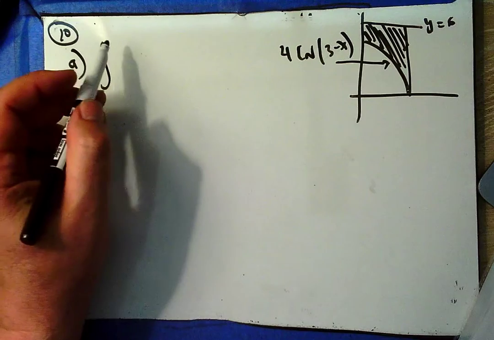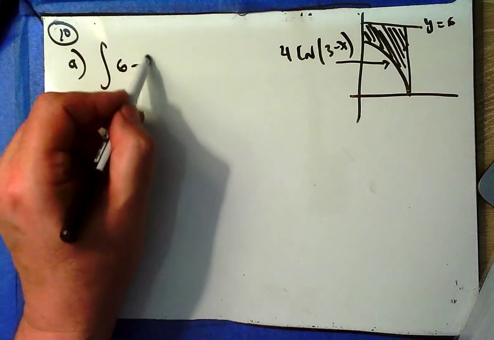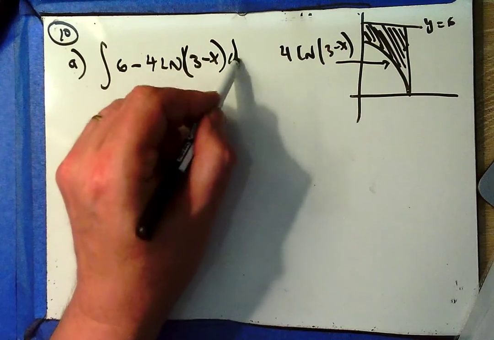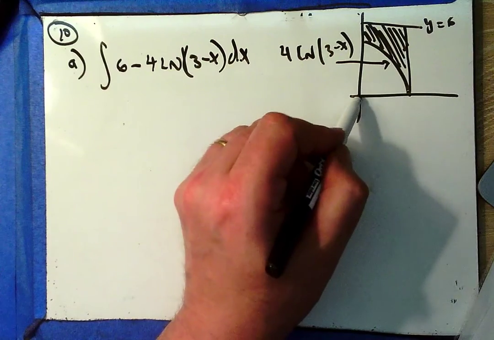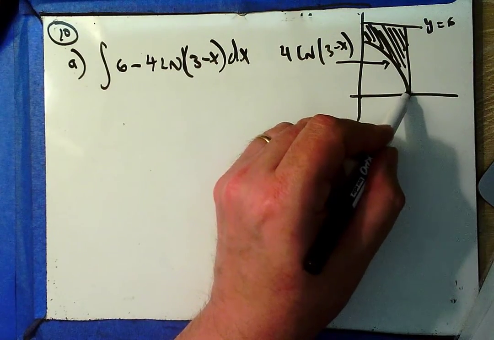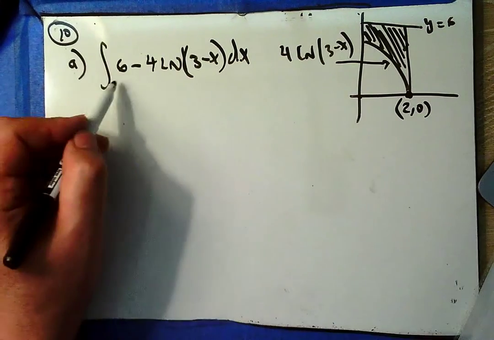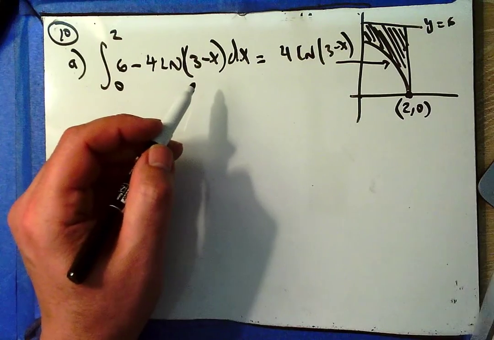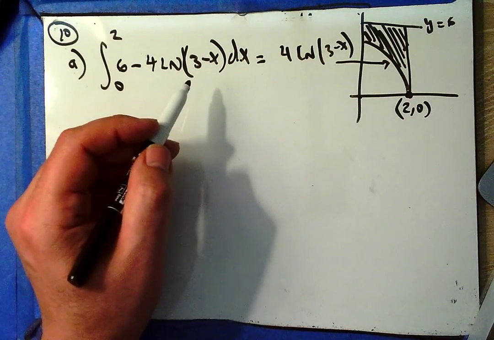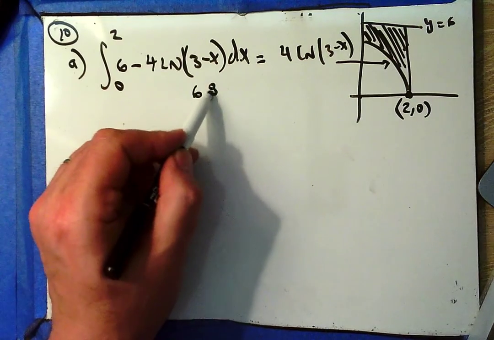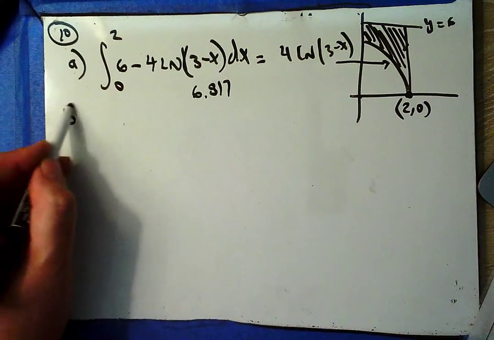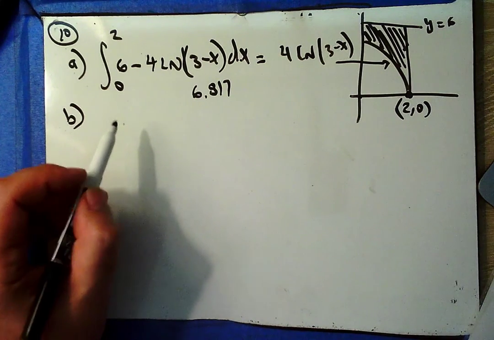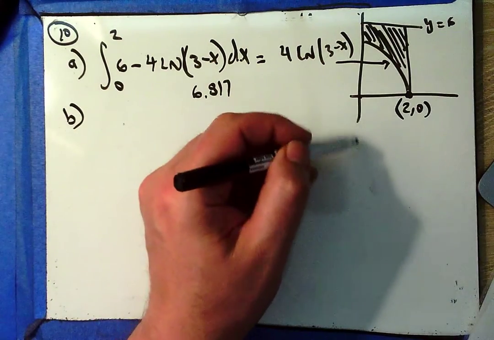So I'm just going to integrate top minus bottom. 6 minus 4 ln 3 minus x dx. And we're integrating from here to here. They give me this ordered pair as 2, 0. So I'm integrating from 0 to 2. When I did this with my calculator for problem number 10, I ended up with 6.817.